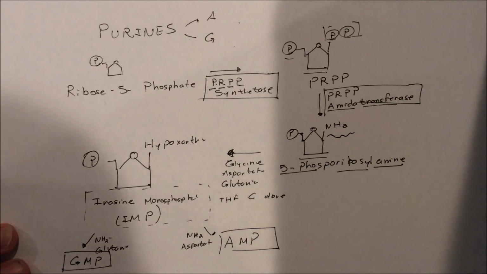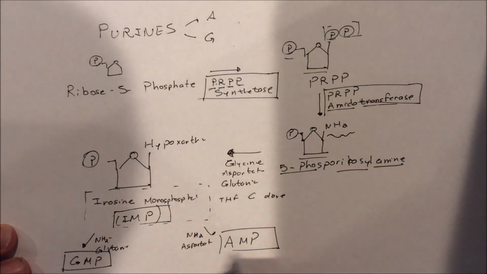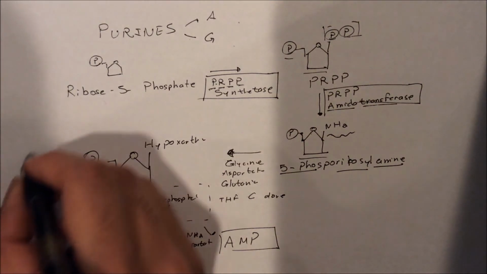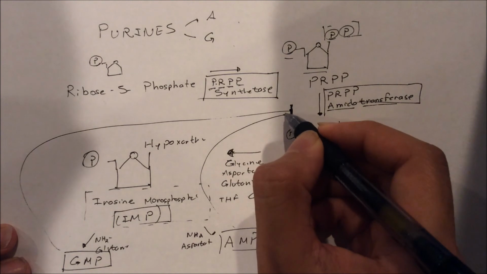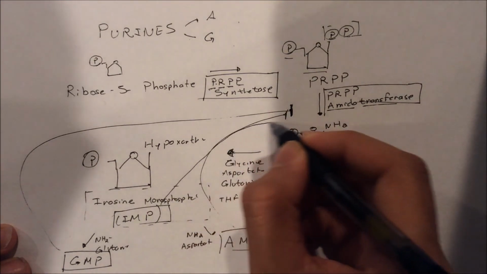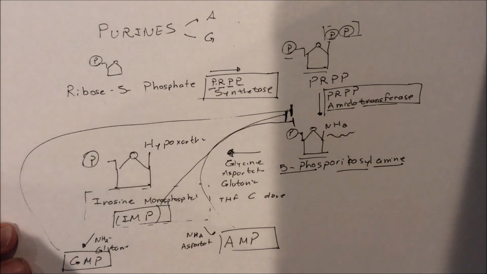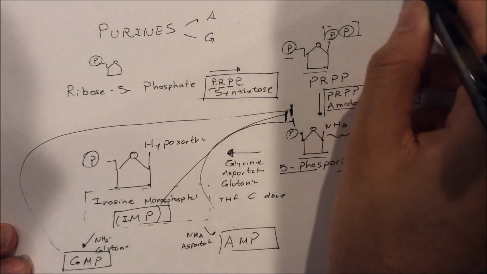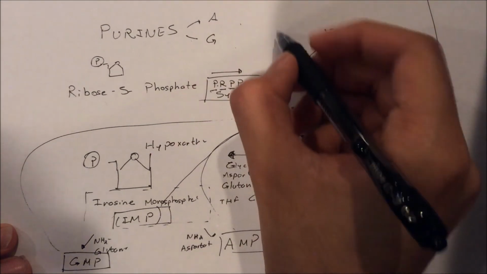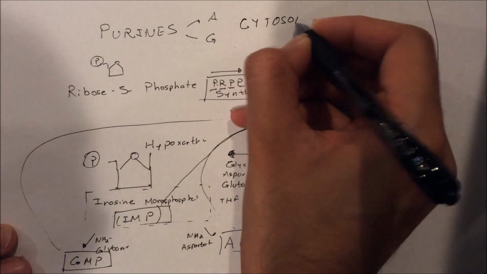One last thing that you should know is how this IMP, this GMP and AMP can actually come back and negatively inhibit amidotransferase, because the cell only makes what it needs. It's not going to make any more, so there is negative feedback inhibition. And another thing that you should know is this whole process is taking place in the cytosol of the cell.